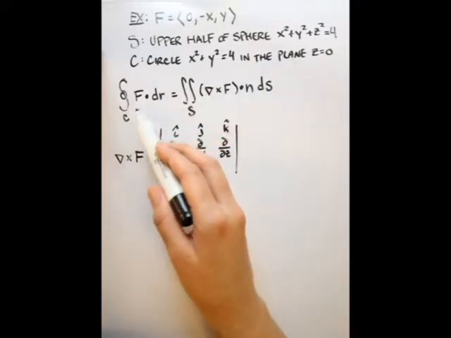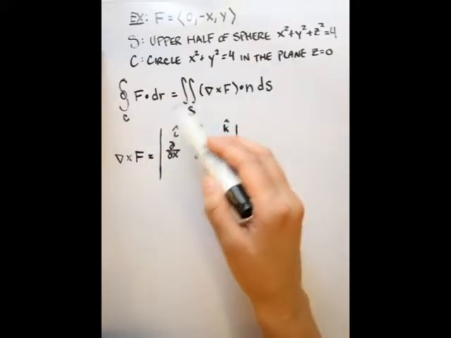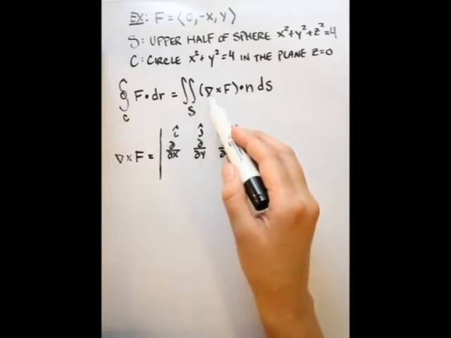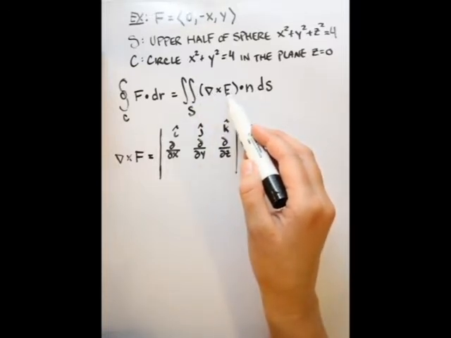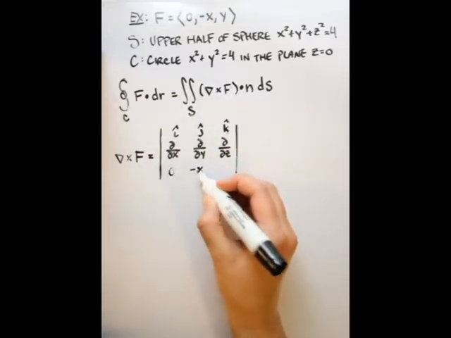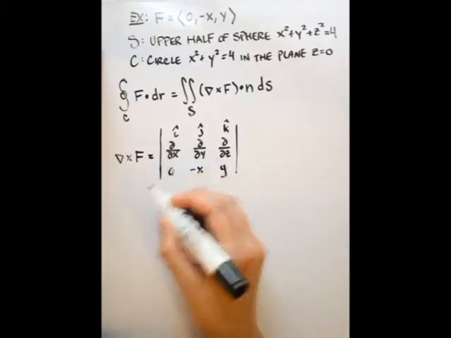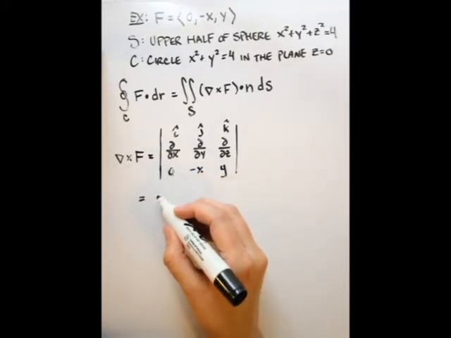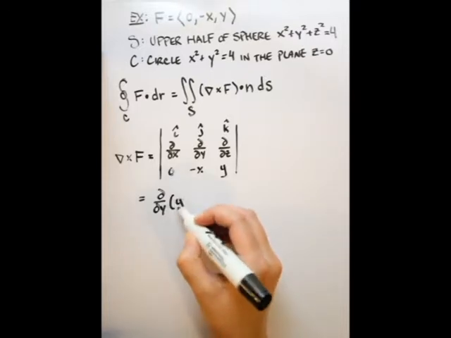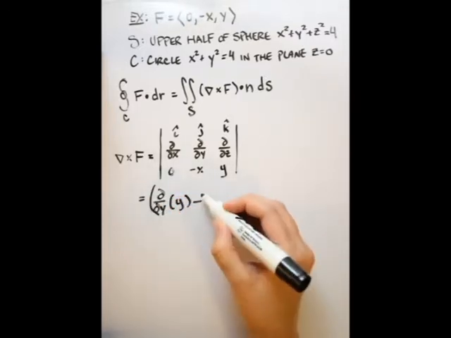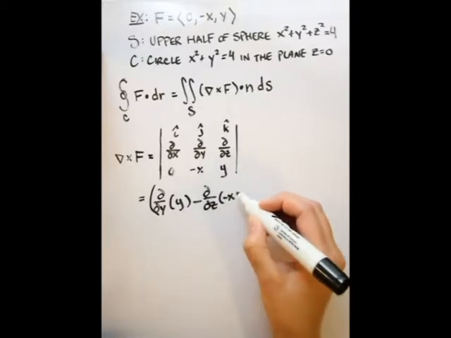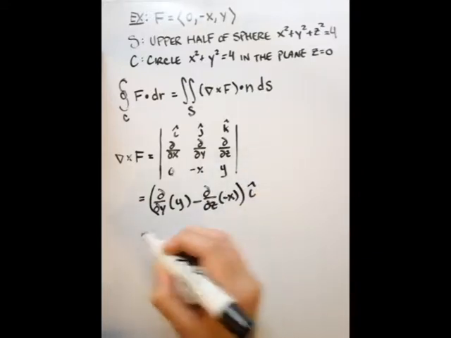Now just to remind you, here's our Stokes theorem. For this calculation, we're going to need the cross product between our del operator and our vector field F. So let's start there. Our vector field was 0, negative x, y. When we take the cross product, we take the partial derivative with respect to y of y minus the partial derivative with respect to z of negative x, and that's going to give us our i component.